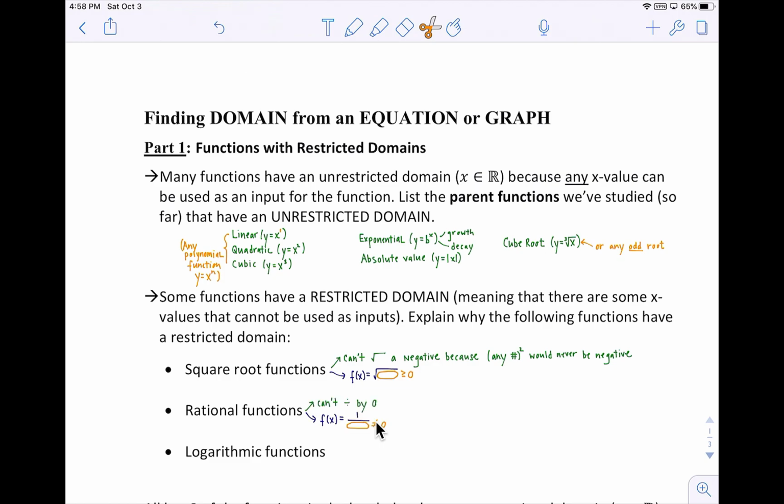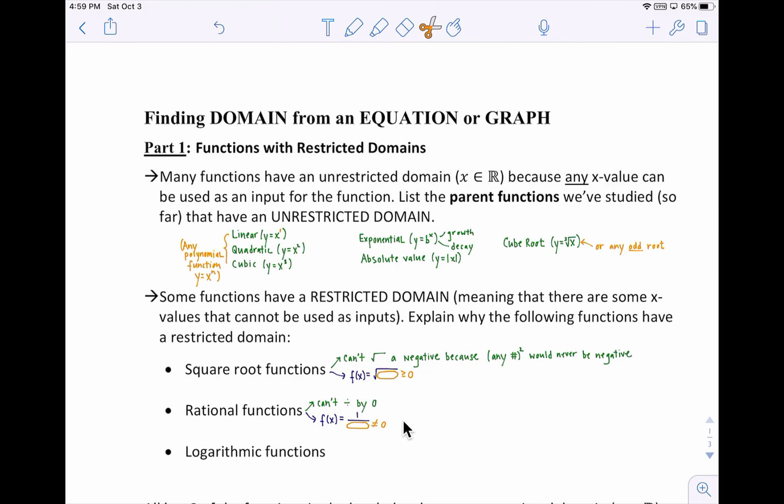The rational function has a restriction because we can't divide by 0. So when you see a function that has division in it, we need to make sure that the denominator does not equal 0, or we're going to run into trouble when we try to divide.